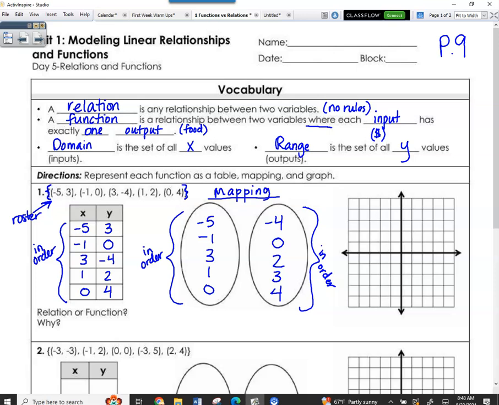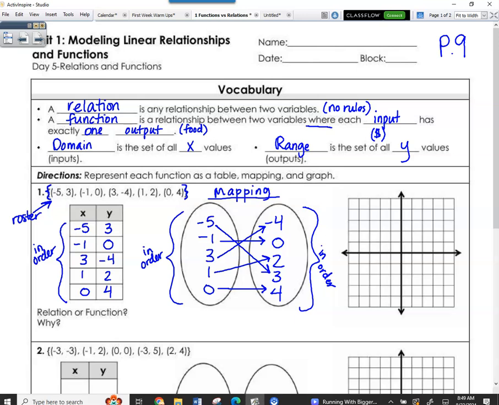So now what we're going to do is simply draw an arrow to show what does -5 map to. -5 maps to 3. What does -1 map to? 0. So this one actually works out nice. What does 3 map to? -4. And as you can see how to finish this, it does get a little crowded. That's why a mapping is sometimes not ideal because it can get a little hectic. But there's your mapping.